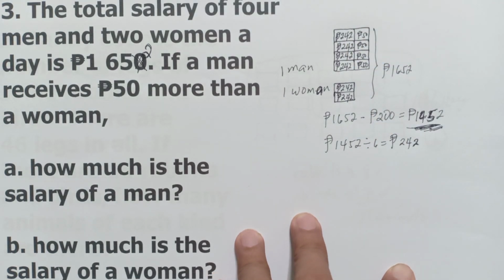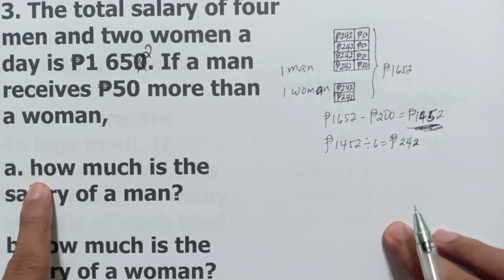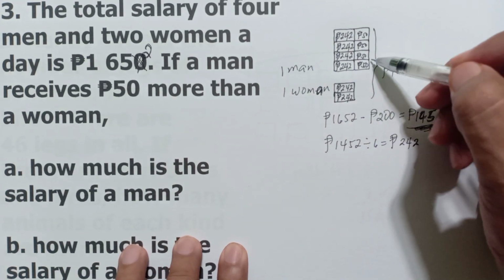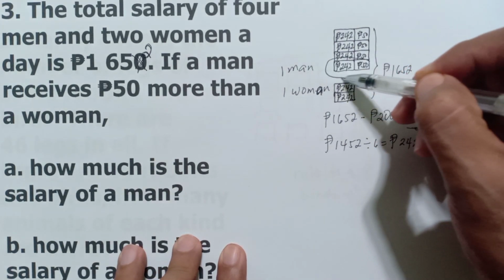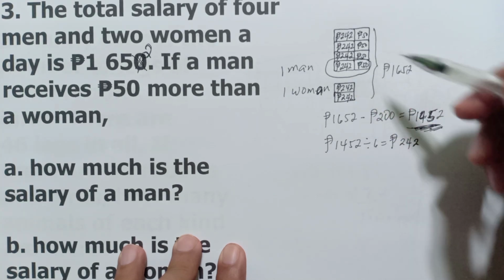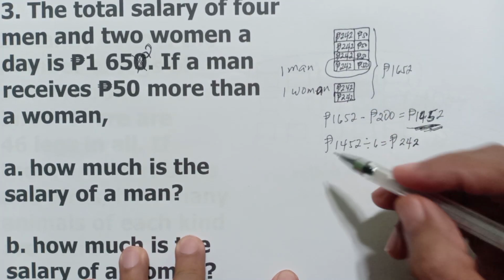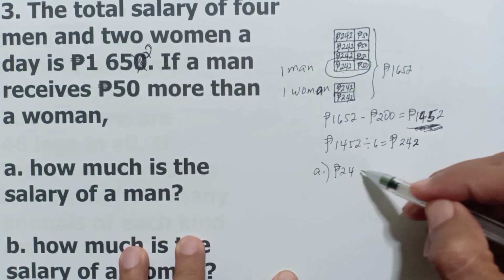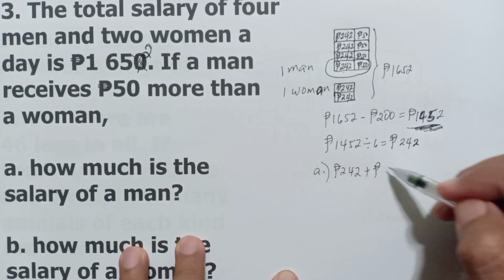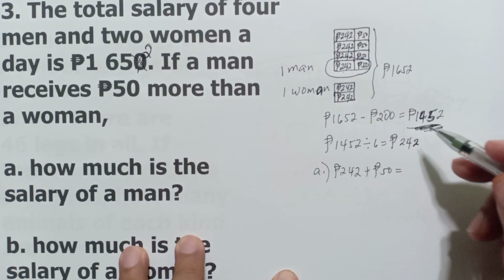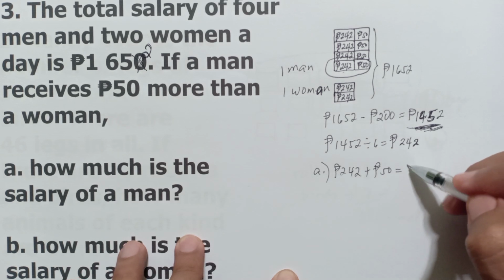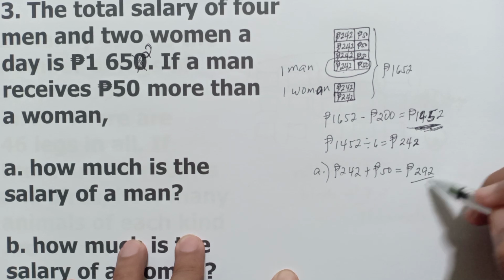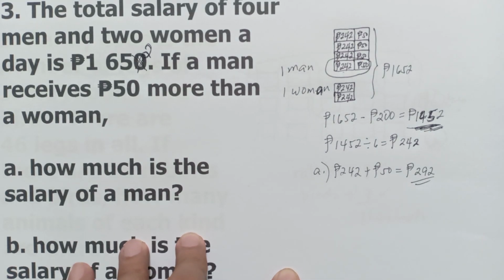Now, let's answer. Let's go back to the question, letter A. How much is the salary of a man? So, the salary of a man is this one. Because this block represents 1 man, right? The salary of 1 man. So, to answer letter A, just add 242 pesos plus the 50. And a man receives how much? 292. Correct. So that's for letter A. The answer is 292 pesos.